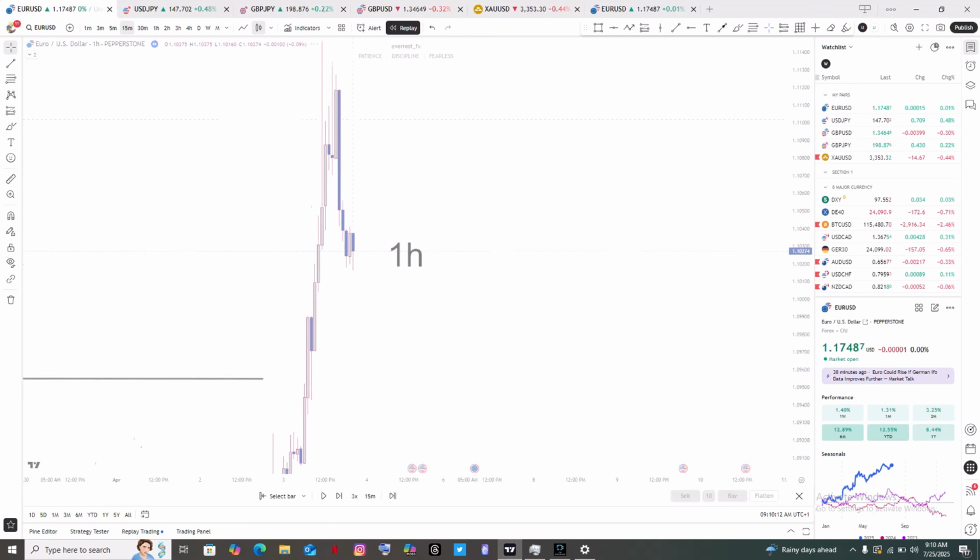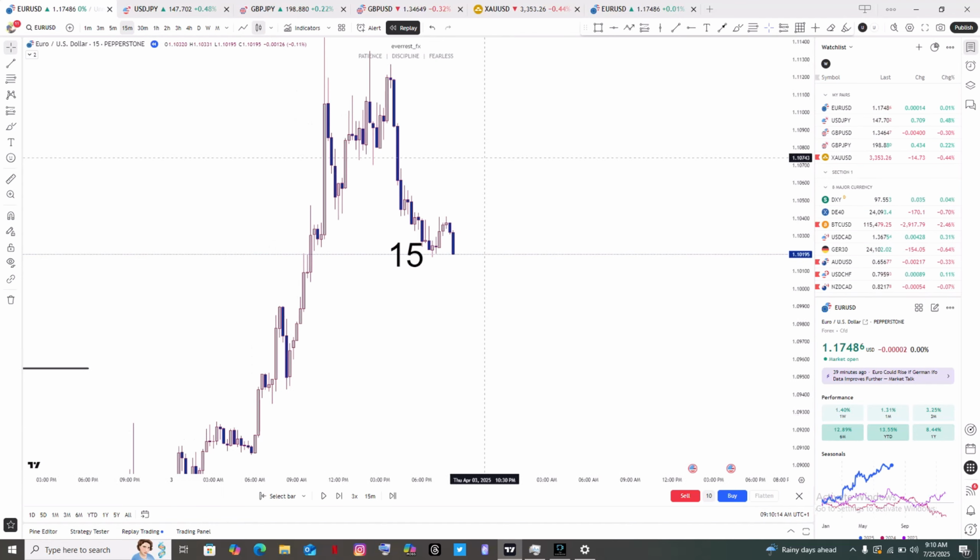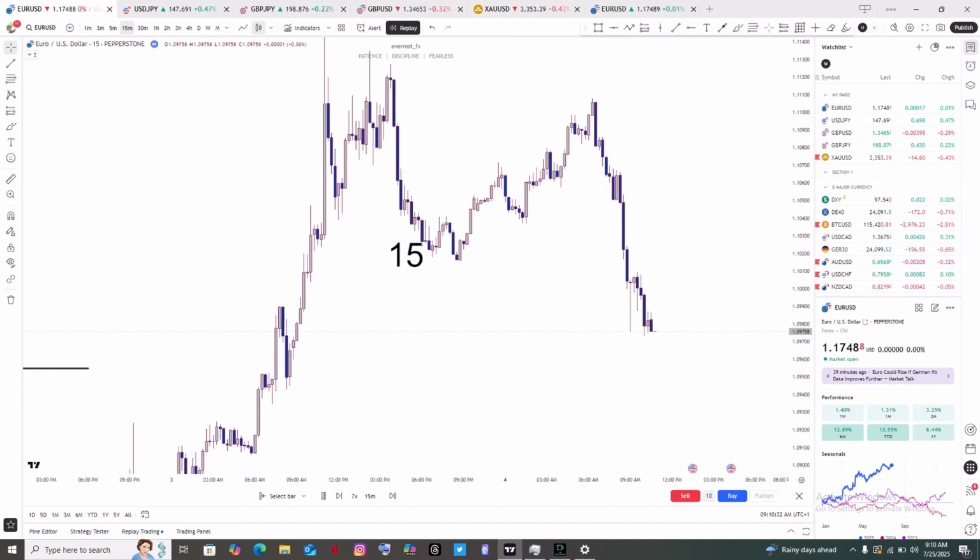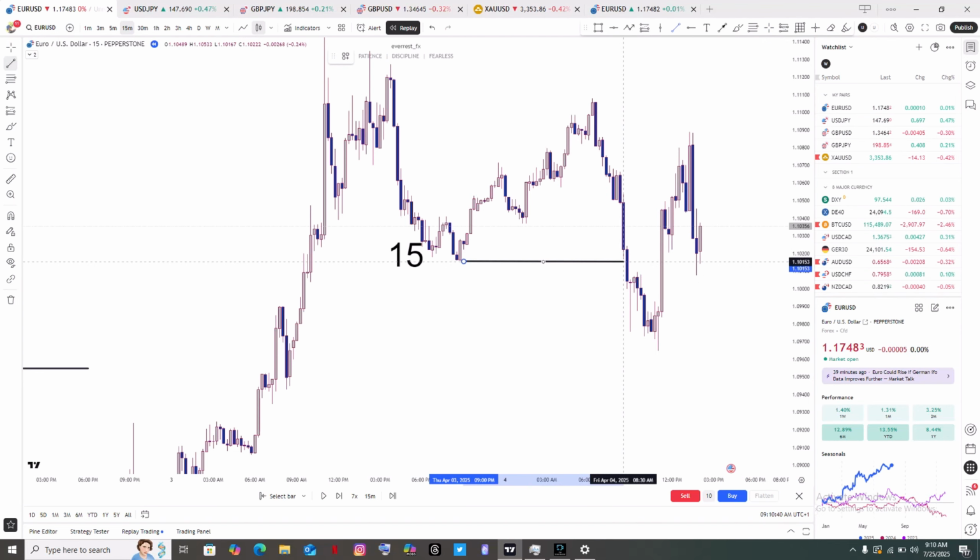What do we do next? We know that the market is now selling, so we are automatically expecting a sell in the market. Let me increase this so that it's going to be fast. Now, 15 minutes will start creating its own structures here. You see, 15 minutes also has its own structure. These are all 15-minute structure.